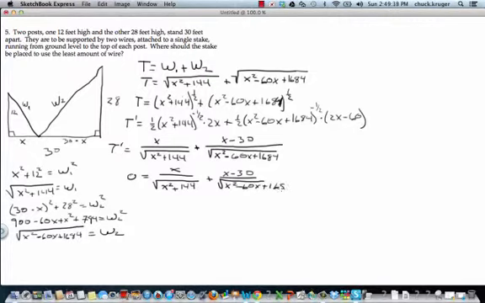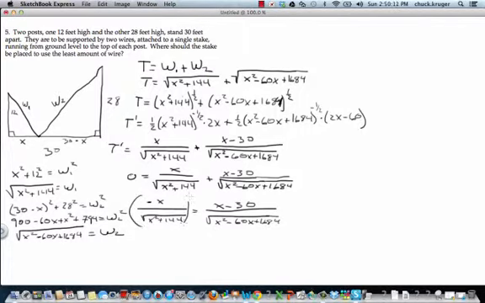Plus 1684. And what I'm going to do is subtract this amount from both sides, so I have negative x over the square root of x squared plus 144 is equal to x minus 30 over the square root of x squared minus 60x plus 1684. And what I'm going to do is square both sides.